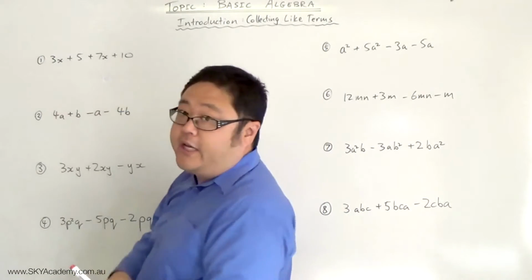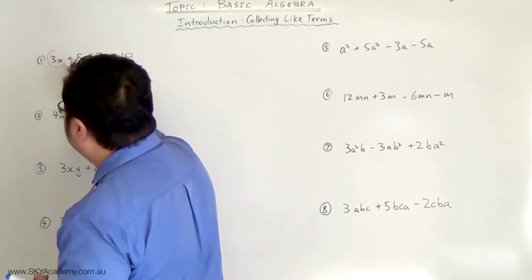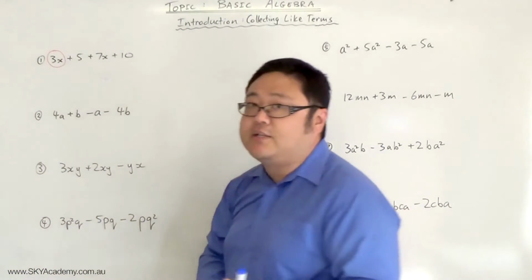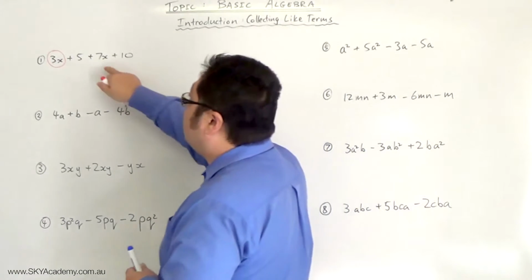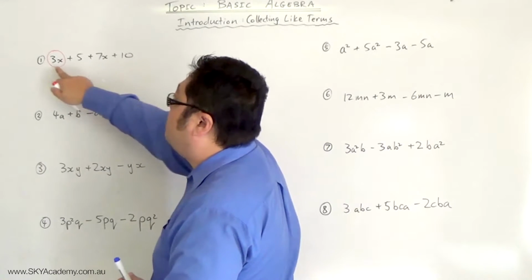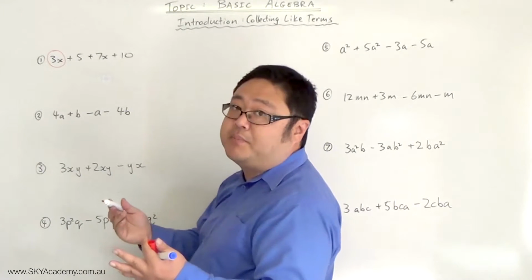3x and 7x go together, right? So I'm going to put a red circle around 3x, and I'm going to put a red circle around 7x, but with that 7x comes a sign. You need a sign to combine it with the 3x, right? And the only sign that's there is plus, right?